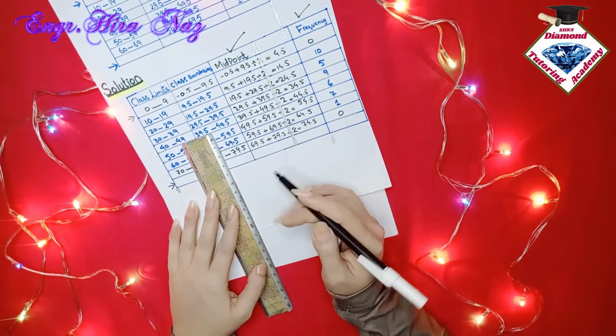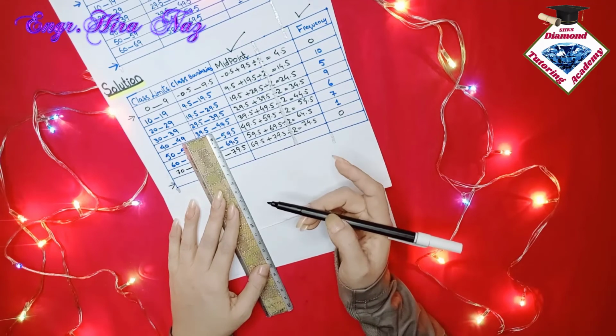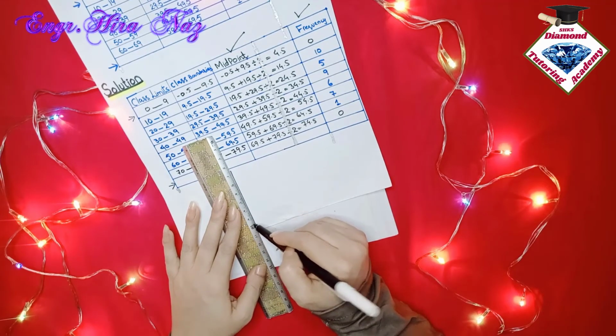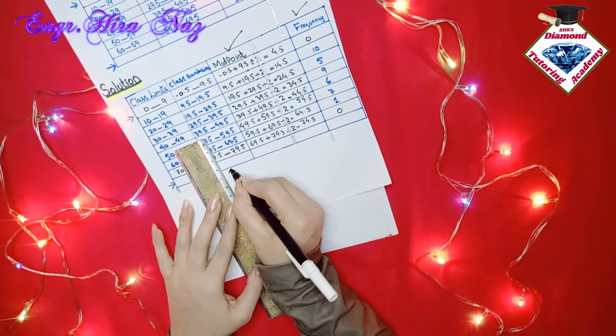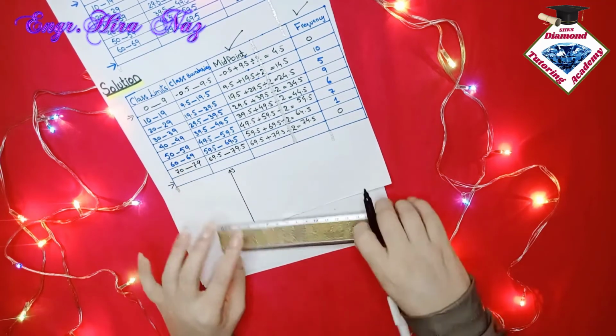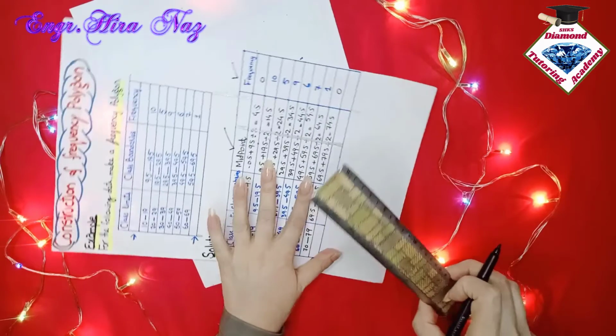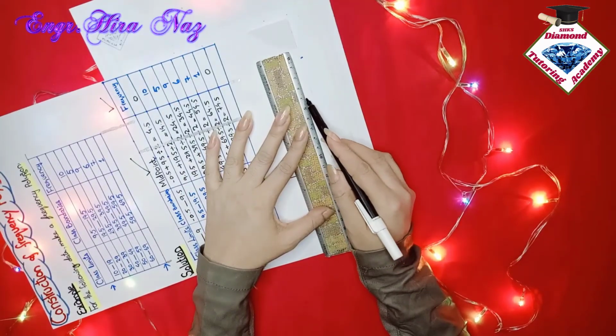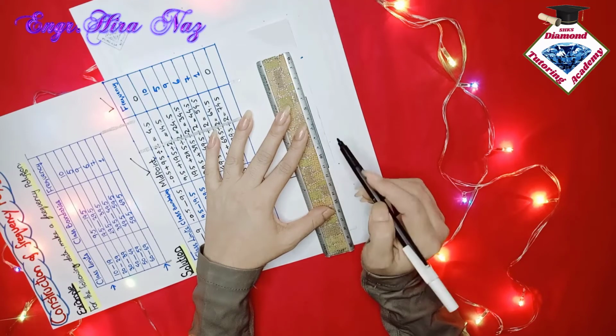For its construction, draw 2 perpendicular lines for the x and y axis. So here the vertical line is for the y axis and the horizontal line for the x axis.